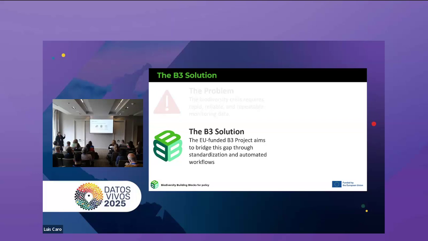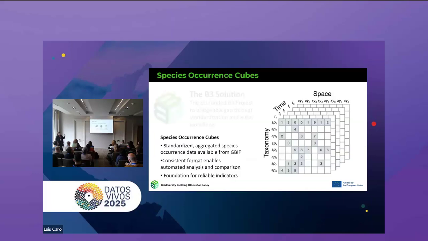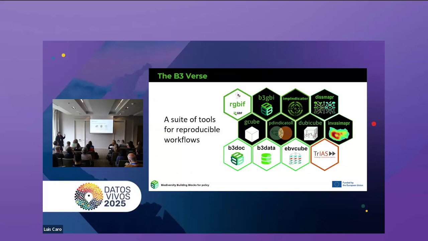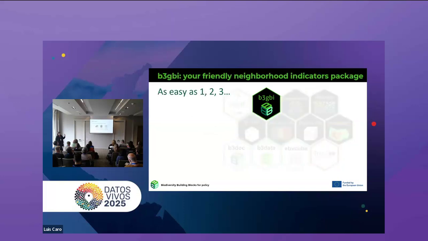So the B-Cubed project was created partly to solve this problem by creating standardized and automated workflows. And the core of this project is the species occurrence cube, which was introduced earlier by my colleague Lisa. And the basic idea is that it's species occurrence data presented in a standardized and aggregated manner. And B-Cubed has a whole suite of tools available. We've already heard about pdindicatoR. And now I'm going to talk to you about B3GBI.